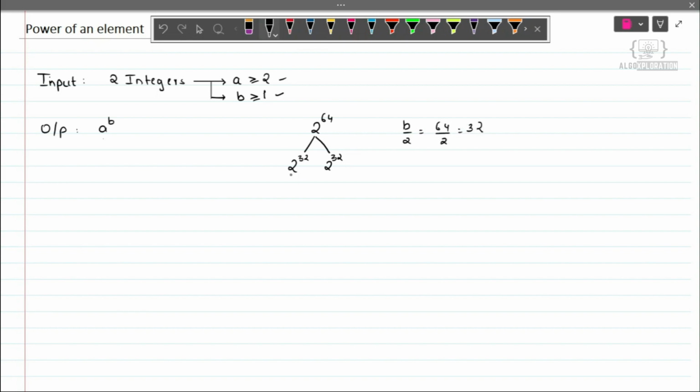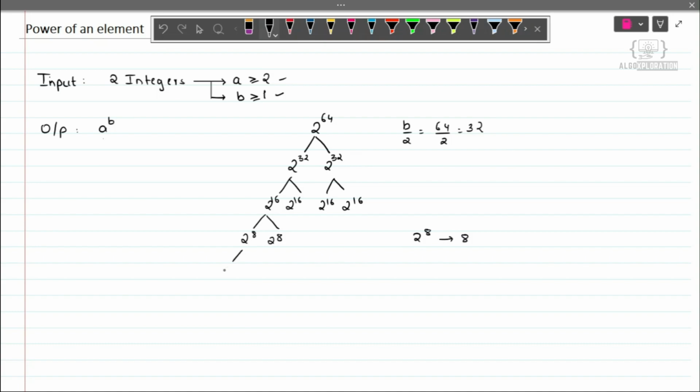Now after getting the answer from these terms, we will multiply them, and after multiplying we will return the answer to its parent function. Now let's go further. This will be divided into 2 raised to 16 and 2 raised to 16. Similarly, this also gives 2 raised to 16 and 2 raised to 16, and then 2 raised to 8, 2 raised to 8. So 2 raised to 8 is getting computed almost 8 times.